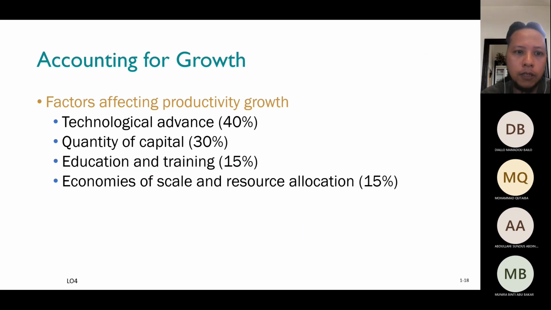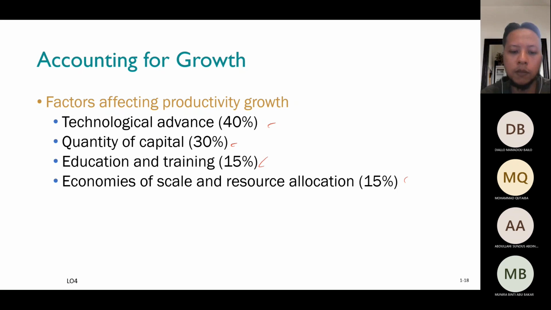Yeah, and then when you look at the factors that would influence growth, there are different factors, and depending on the country, these factors may have different percentages. Right? So for example, for this country, technological advancement contributes 40% towards growth. Quantity of capital contributes 30%. Education and training contributes 15%. Economies of scale and resource allocation 15%. So there are different factors that may contribute towards the growth of the country, right?